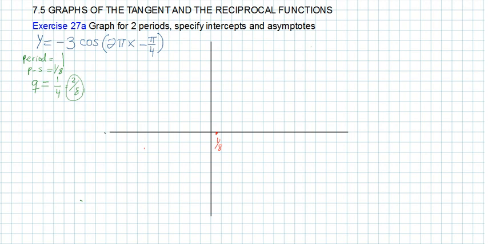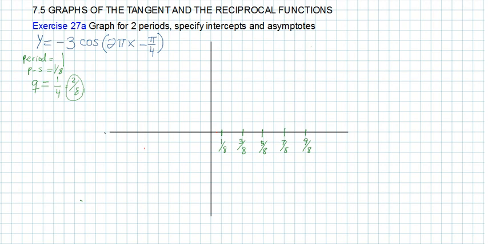So the phase shift is at 1/8. Now I'm going to be adding each quarter, which is 2/8. So I have 1/8 plus 2/8, so now I have 3/8. And then 5/8. And then I have 7/8. And actually I need one more, 9/8. Okay, looks like we are ready to graph.